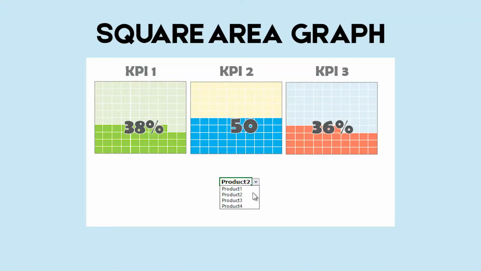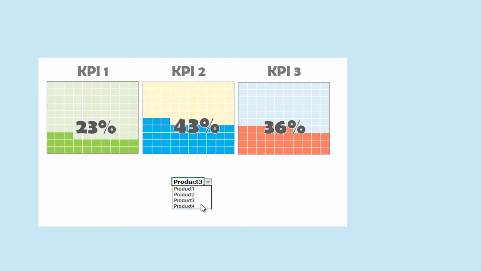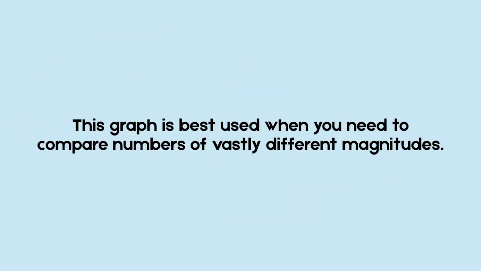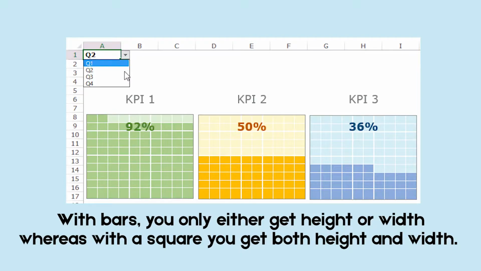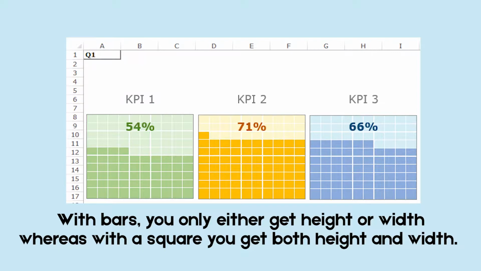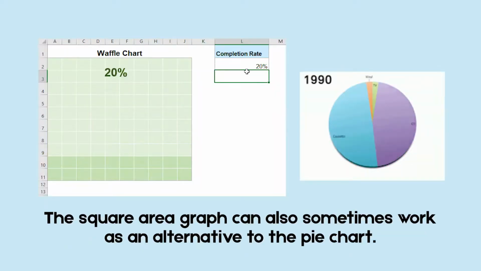Square area graph is also known as a waffle chart. This graph is best used when you need to compare numbers of vastly different magnitudes. With bars, you only either get height or width, whereas with a square, you get both. This allows us to compare numbers of different magnitudes in a more condensed space. The square area graph can also sometimes work as an alternative to the pie chart.